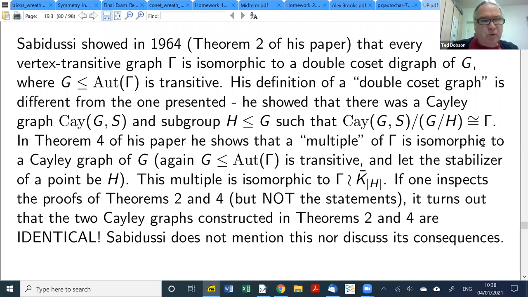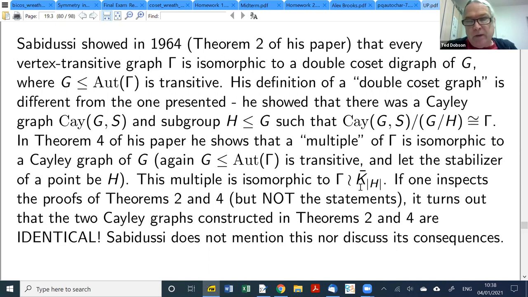So this multiple is isomorphic to a Cayley graph of G. And again, G is just a transitive subgroup of the automorphism group. And the stabilizer of a point here, I'm going to call H. Now, it turns out that this multiple that he constructs is actually a wreath product with an empty graph. So this is sort of the definition of what a multiple is. The notation he used was little n for the size of the multiple, n gamma, and it was just the original graph wreath an empty graph on n points.